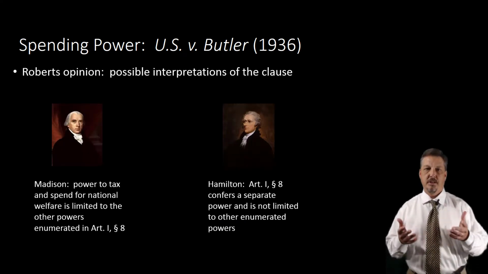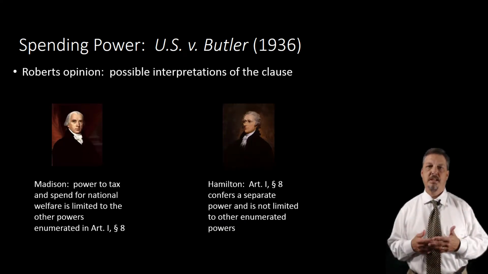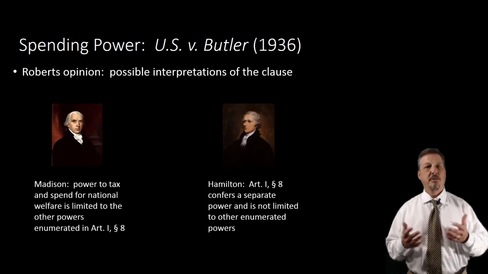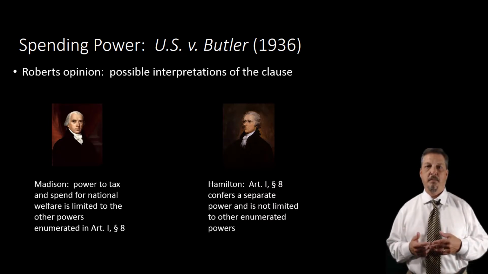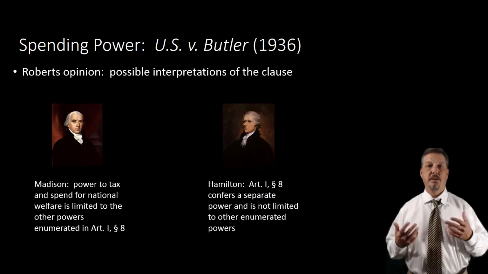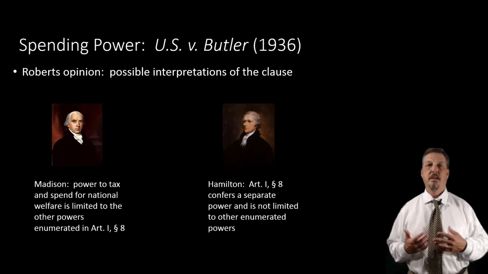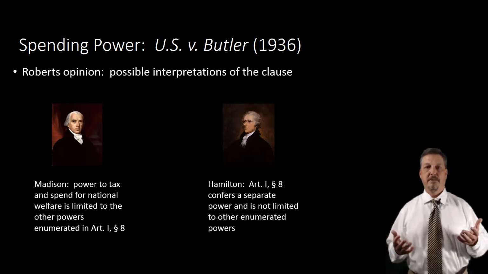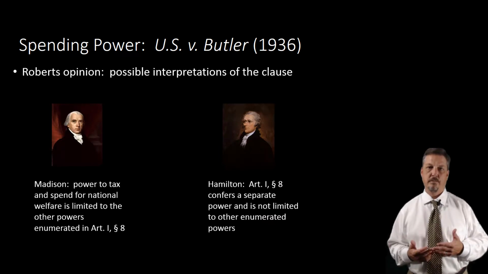In the majority opinion, Justice Owen Roberts, no relation to today's Justice John Roberts, first addressed a basic question about the spending power. Is the Congress's power to tax and spend only incidental to other enumerated powers in Article 1, Section 8, or is the spending power a separate power not necessarily tied to the other enumerated powers? The former view historically had been advocated by James Madison and the latter by Alexander Hamilton as part of their ongoing debate about the nature of federalism under the 1789 Constitution.